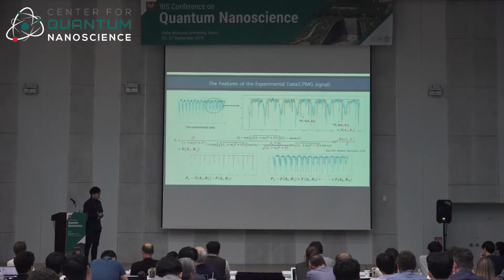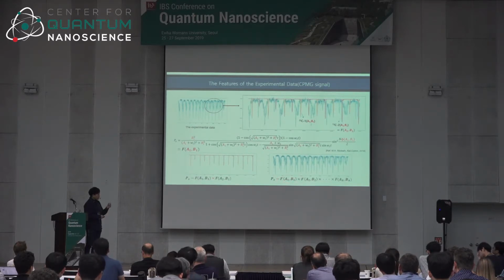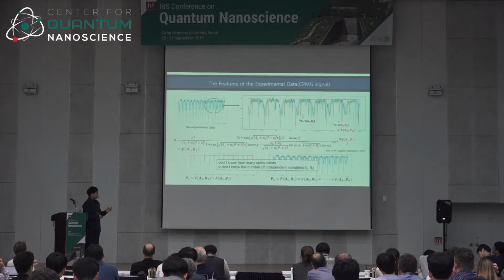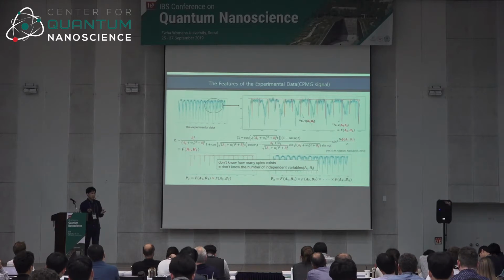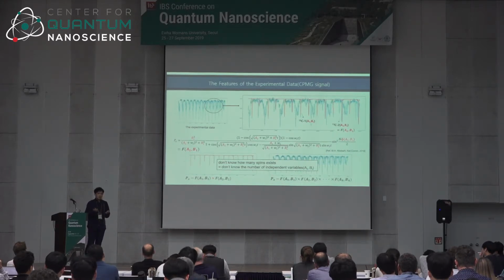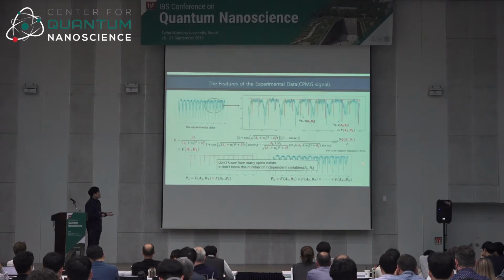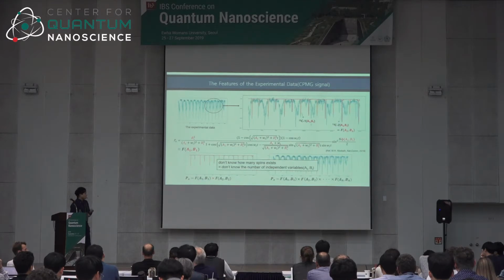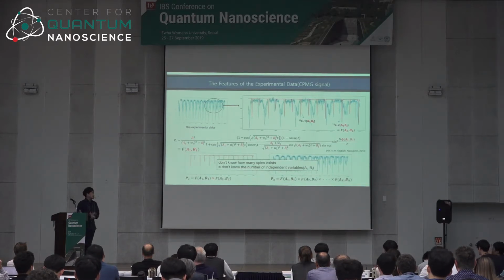And actually, we know the shape of some part of the whole function. But the main problem is that we don't know how many spins are in the diamond sample. The configuration of the carbon-13s just depends on the sample. So we don't even know how many variables the function has. You can try a conventional fitting method to analyze it, but it does not really work well.